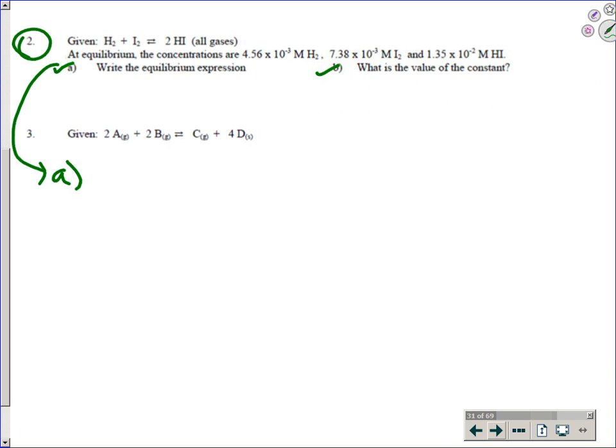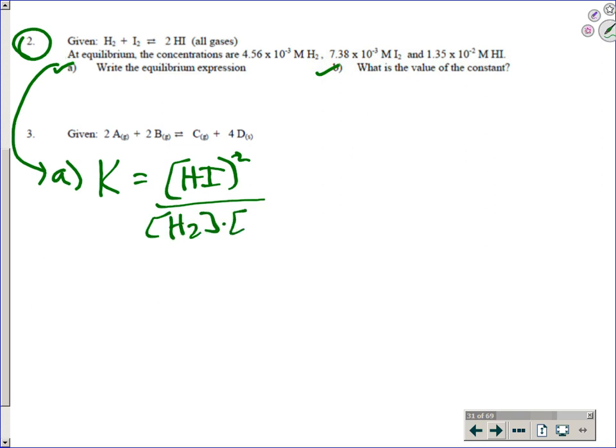All right, get ready. You're going to help me get this set up. So the expression for A, done. Get me started. K is equal to the concentration of HI raised to the second power. Okay, so everybody has this set up, right? Check. Because that's the easy part. You've done this 5 times in the last 5 minutes.